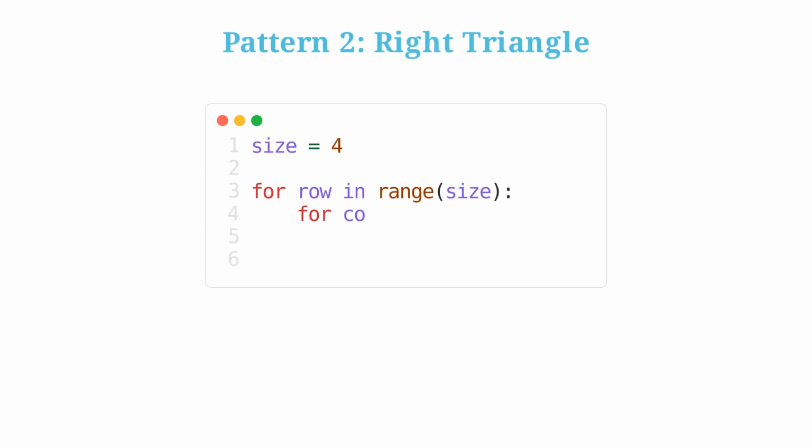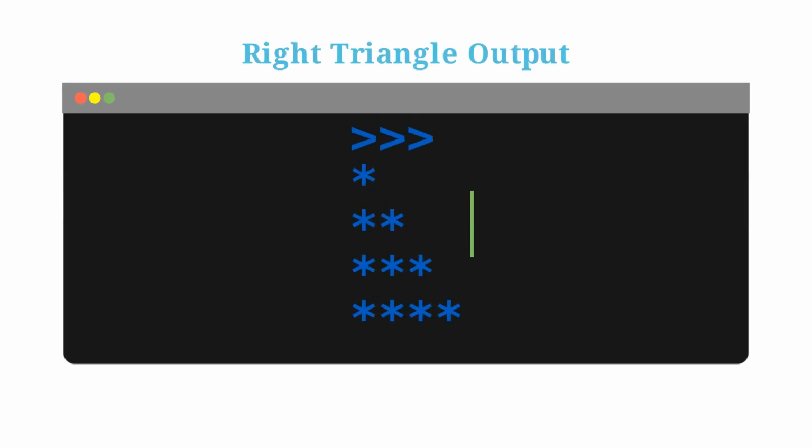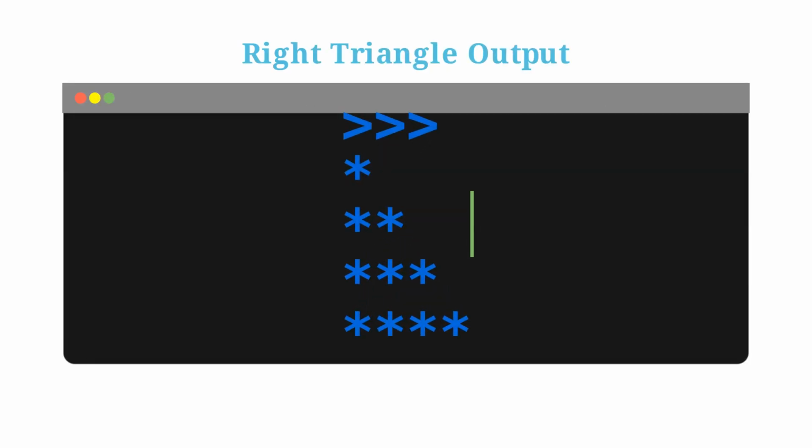Now for something cooler, a growing triangle. The magic happens in line 4. See how the inner loop range depends on the outer loop variable? Row 0 gets 1 star, row 1 gets 2 stars, and so on. Beautiful. Each row grows by 1 star because we use row plus 1 as our range. This creates that perfect growing triangle pattern.